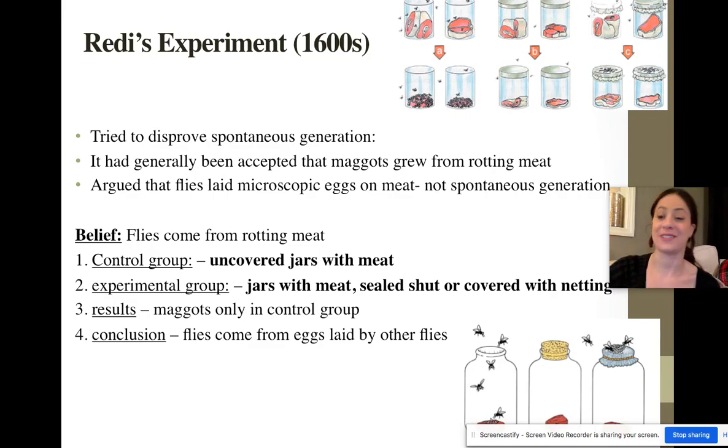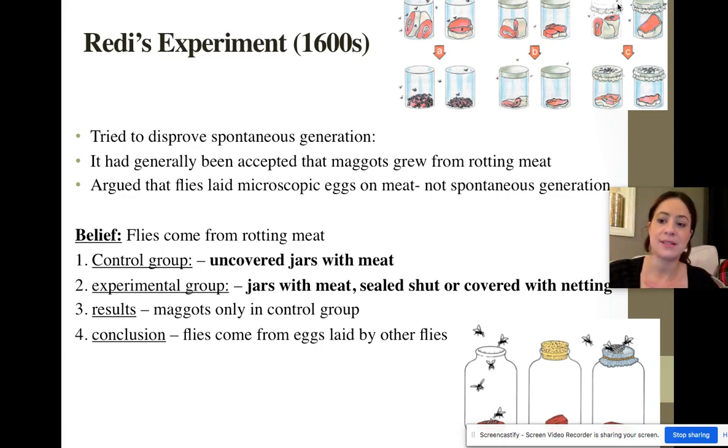They believed that. So Francesco Redi said that's impossible. He said meat cannot turn into maggots. This is the experiment he set up to disprove that. So here in his control group, he put meat in jars and he left it open. Here in this jar, he put meat and he covered it with lids. And in this jar, he put meat and he covered it with netting, so air could get in, but the flies could not.